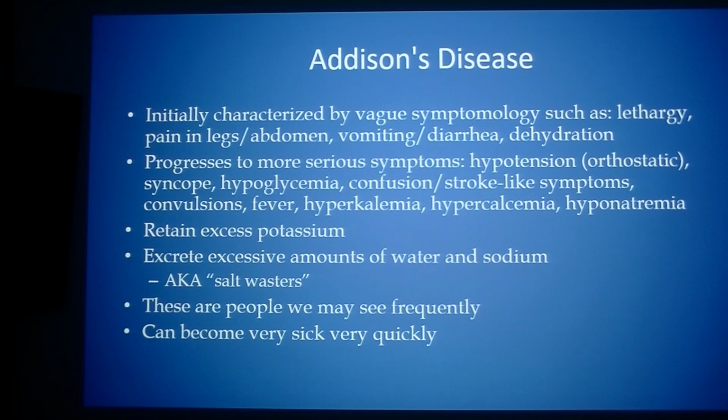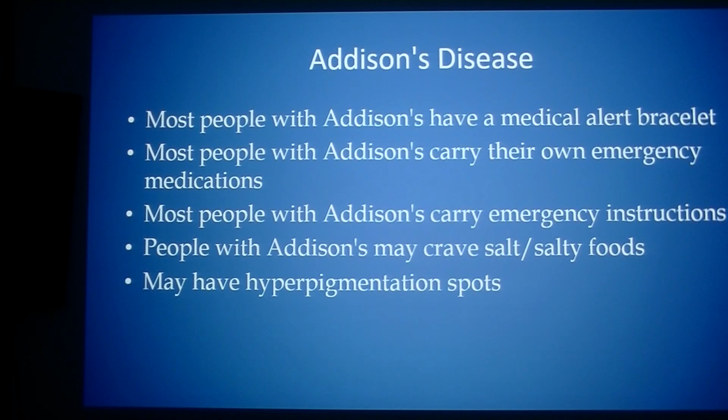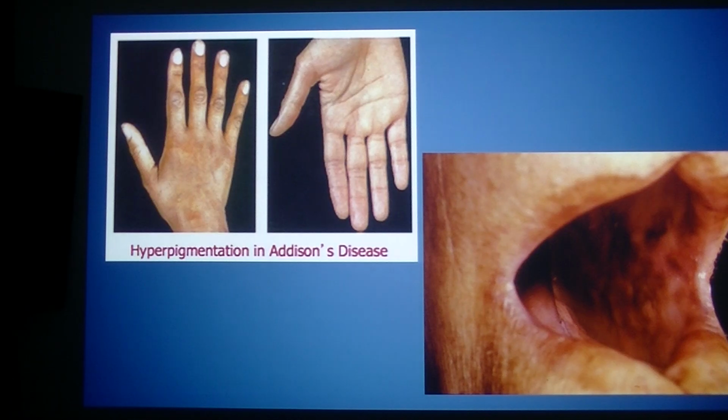They retain excess potassium and excrete excessive amounts of water and sodium, the term salt wasters. These are people we may see frequently, and they can become very sick very quickly. Most people with Addison's have a medical alert bracelet. They carry their own emergency medications and emergency instructions. They may crave salt or salty foods, and they may have hyperpigmentation spots. These are the hyperpigmentation spots. You can see the dark areas.